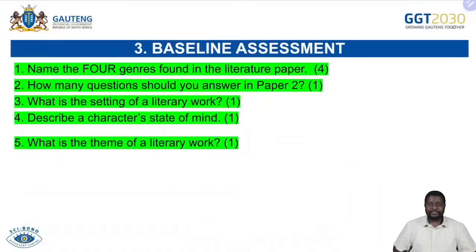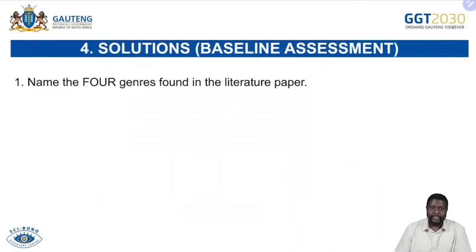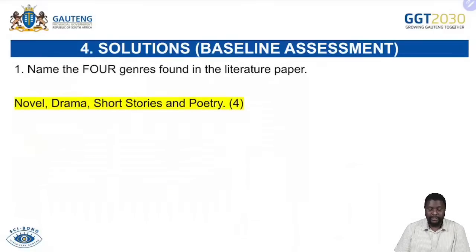Welcome back, grade 12. I hope you have answered all our baseline questions and you have full marks. Let us look at the first one. Name the 4 genres found in the literature paper. These are the 4 genres we have in paper 2. The first one is a novel. We have 2 novels, Cry the Beloved Country and Dr. Jekyll and Mr. Hyde. Then we have drama, we have short stories and poetry. These are the 4 genres that we are doing in paper 2 for 4 marks. If you have all 4 of them, you can give yourself full marks.